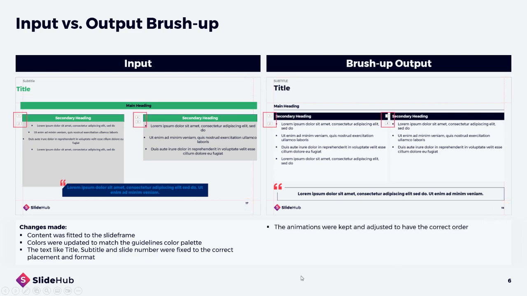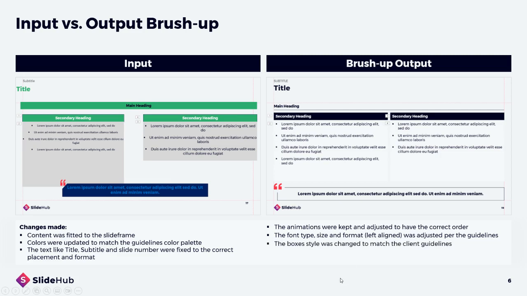Then the animations were kept and adjusted to have the correct order. You can see here in the input it's 1, 2, 4, 3, and now it's 1, 2, 3, 4 based on the order of the content. The font type, size, and format was also fixed per the guidelines. You can see here the text was center aligned and now it's all left aligned.